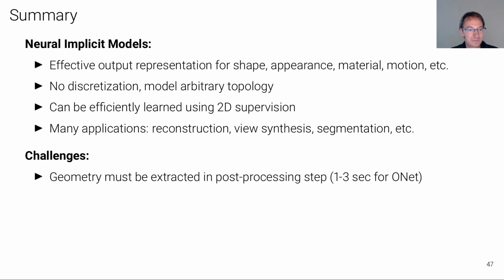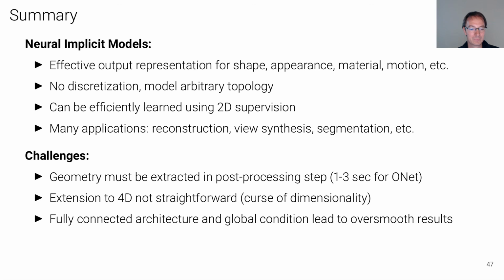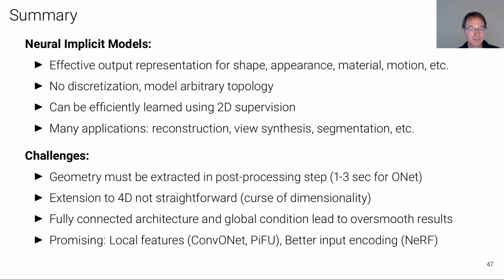However, they also come with a number of challenges. First of all, for the occupancy network, the geometry must be extracted in a post-processing step, which requires between 1 and 3 seconds. Also, the extension to 4D, as we've seen, is not straightforward due to the curse of dimensionality. Furthermore, the simple fully connected architecture and global conditioning lead to overly smooth results. But there are some promising research directions, like using local features as in the convolutional occupancy network that I've shown you, or in PIFu, or to use a better input encoding that NeRF uses, for instance.